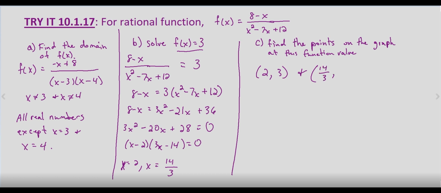(14/3, 3). So again, domain is based on restrictions of whatever would make the denominator 0 in any of the rational expressions in our equation. To solve for when the function is equal to a specific value, we take the right-hand side of our equation, the rational expression, set it equal to 3, and then solve for x. And then as far as the points are concerned, it would be the x values that we solved for, and then the y value that we were already given, f of x equals 3.